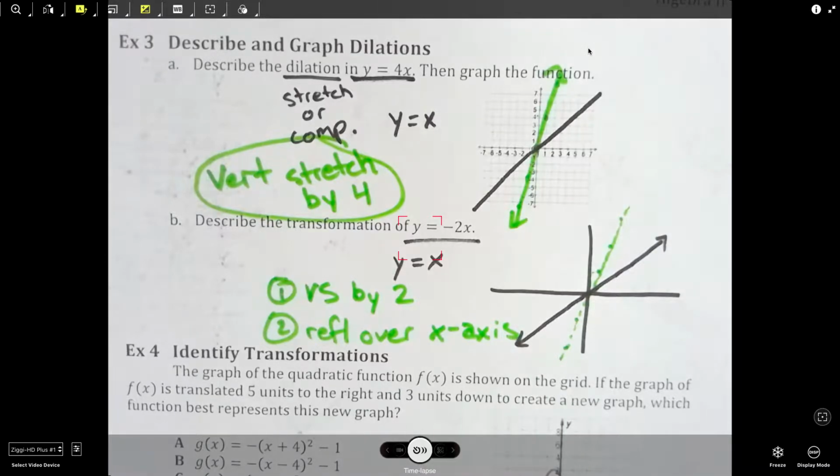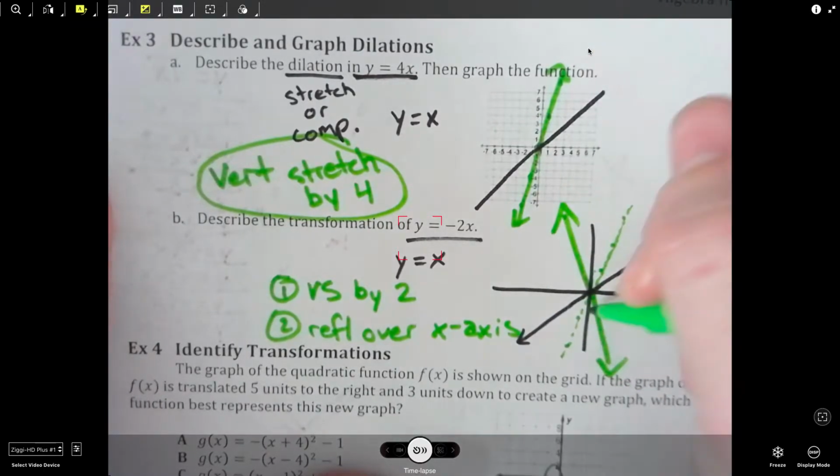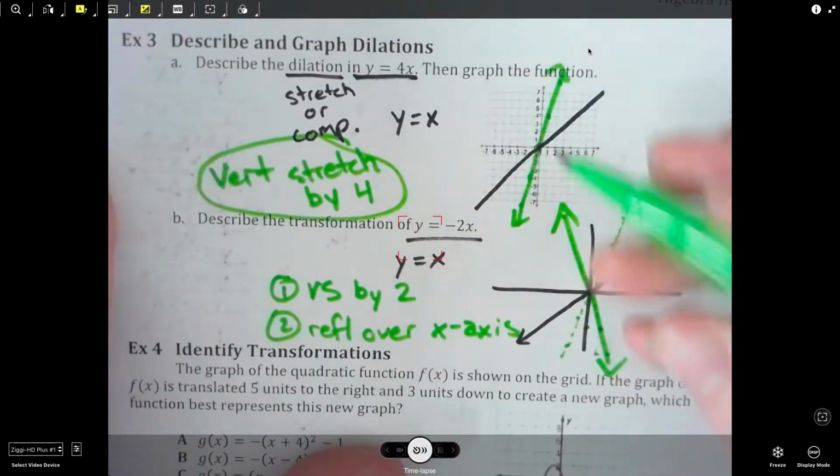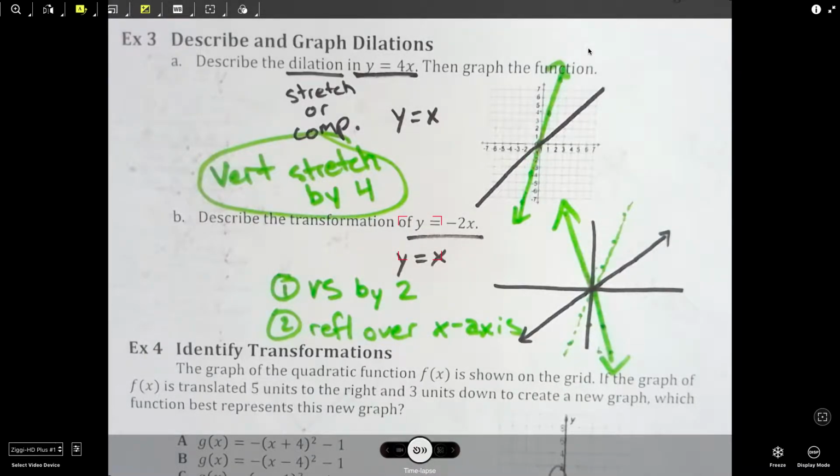So he's the opposite way, so he's actually going to go this way. Or in other words, that is down 2 over 1, down 2 over 1, like my slope says. Down 2 over 1, down 2 over 1. Yeah? Does that make sense?